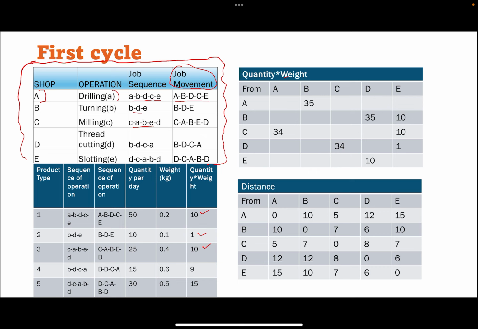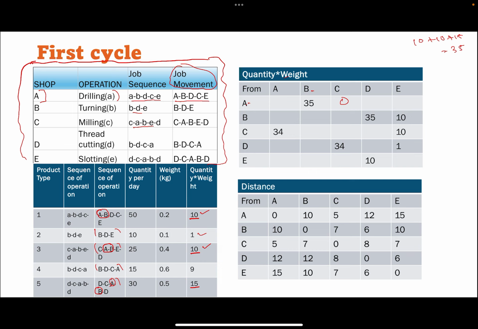So what is the amount transferred from shop A to B? How do we find it? For A to B, look at the job movement here: A to B, A to B, and here again A to B. So the quantity transported is 10, and then you have 15. So 10 plus 15 is 35. Then we find the quantity transported from A to C. We look at the sequence of operations. There is no A to C anywhere. There is C to A, but there is no A to C. So that is 0.